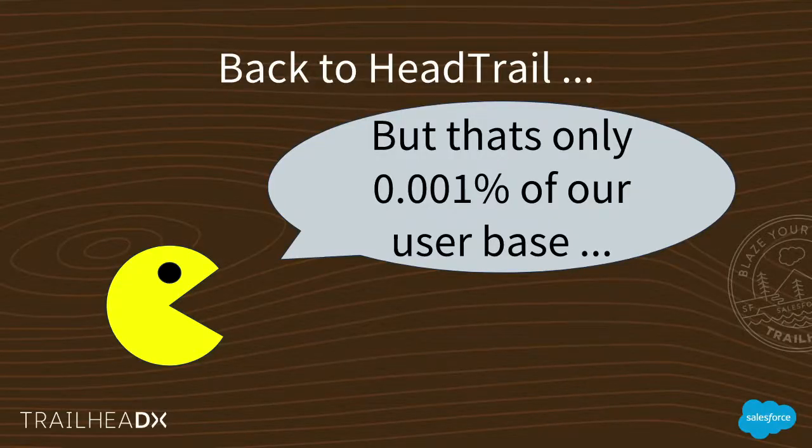So let's go back to HeadTrail. And so somebody's logged the bug. It's not accessible. And perhaps there's a slightly argumentative product manager. He's got lots of priorities. Accessibility is way, way down.